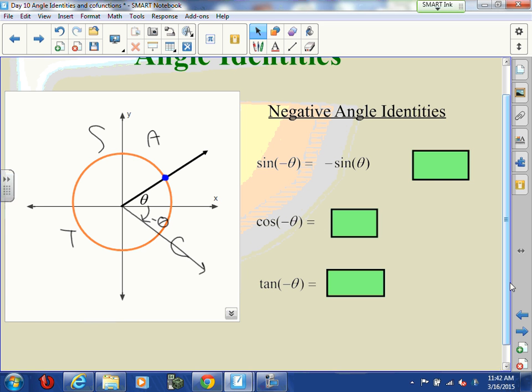Let's take a look at cosine theta. Here's cosine theta, same position. But now we negate and do a negative angle. What's cosine down here? Positive. So what's going to be under the green box? Cosine theta. Yep, just cosine theta.